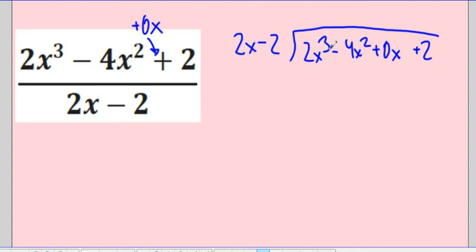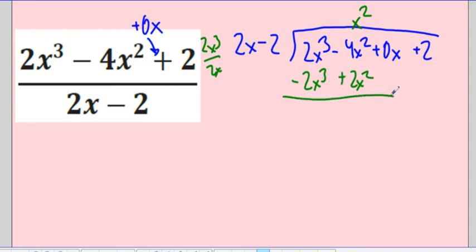So you have 2x cubed divided by 2x, and you're going to be left with just x squared. And x squared times 2x is 2x cubed. x squared times negative 2 is negative 2x squared. We're subtracting, so when you subtract, you have to flip this from a negative to a positive, and you subtract the other one. Those should go away. You're left with negative 2x squared.